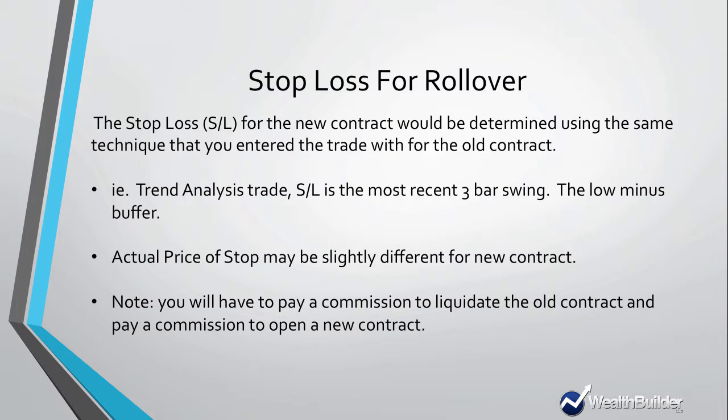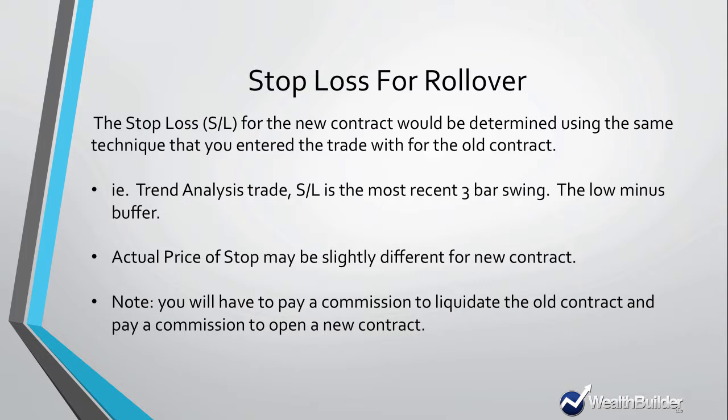The stop loss for a rollover: you would use the same stop loss for the next contract as you have for the older contract, and it's going to be determined by what technique you use to enter the trade for the old contract. So say, for example, trend analysis. In trend analysis, if we're long, or we've bought a contract, the stop loss is the most recent 3-bar swing low, which we covered in the first video, minus the buffer, of course.